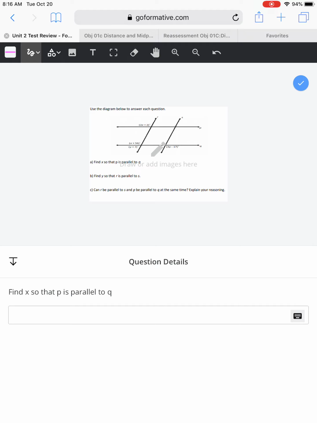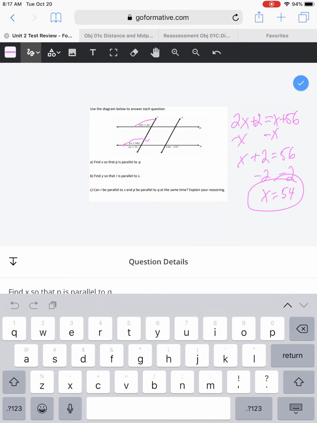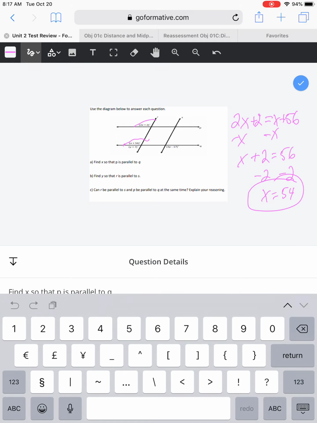So it says find x so that P is parallel to Q. So if P was parallel to Q, then these angles would be congruent because they're corresponding. So that helps me find x. So I know 2x plus 2 must be equal to x plus 56. Subtract x, that's x plus 2 is equal to 56. Subtract 2, x is equal to 54. Okay. Actually, I'll just put that x is equal to 54.